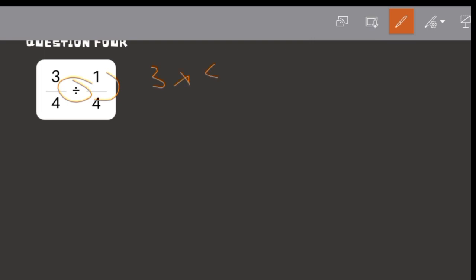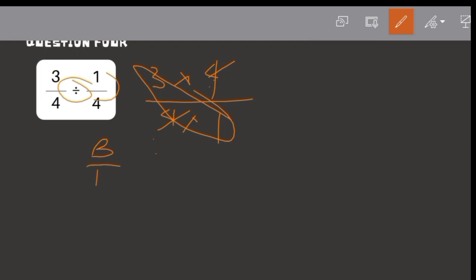3 times 4 and 4 times 1. You can actually do this technique. I don't know if it's applicable to all fractions, but I use this most of the time since I'm just lazy. Since we have 4 times 4 and 4 here, you can just cancel it out and get these two. So it's going to be 3 over 1, right?